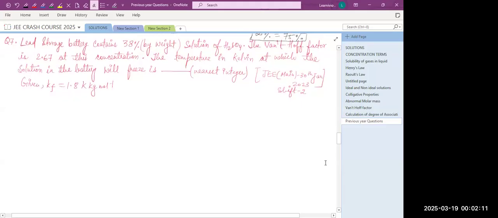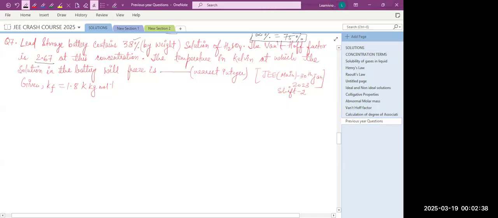Move to the next question. Yeah, so it's a very interesting question. A lead storage battery contains a 38% by weight solution of H2SO4, and the van't Hoff factor is 2.67 at this concentration. What is the temperature in Kelvin at which the solution in the battery will freeze?